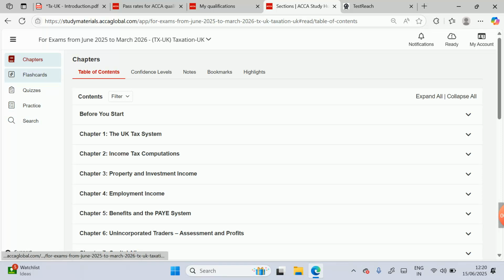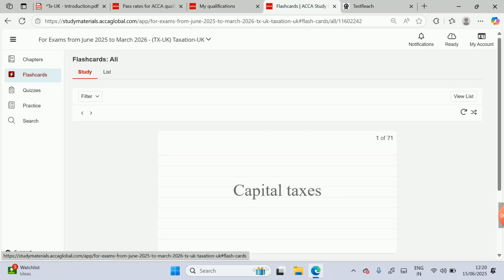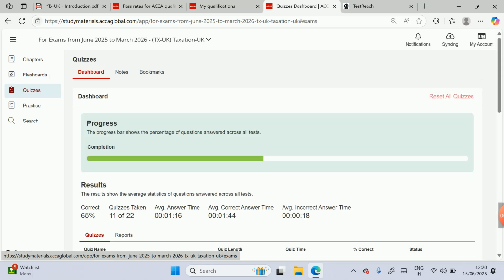Okay. So see, there are chapters, there are flashcards, there are quizzes, and there is practice, and there is a search option. So if you are doing from any content partner, then don't go for these chapters. You can skip this. But you can use flashcards for your revision, or maybe you can make your own revision notes. That's perfectly fine. You can do quizzes.